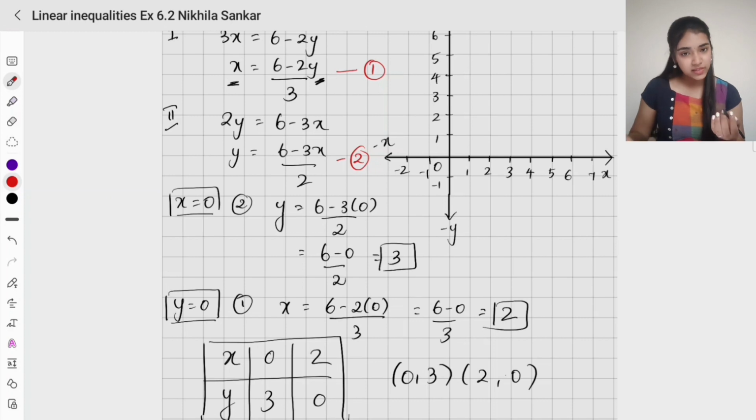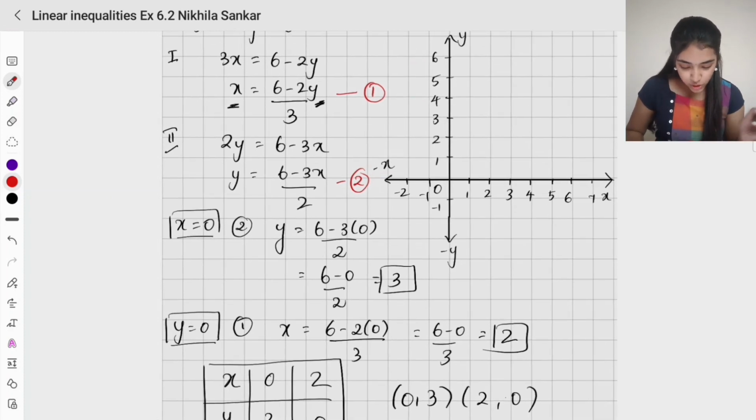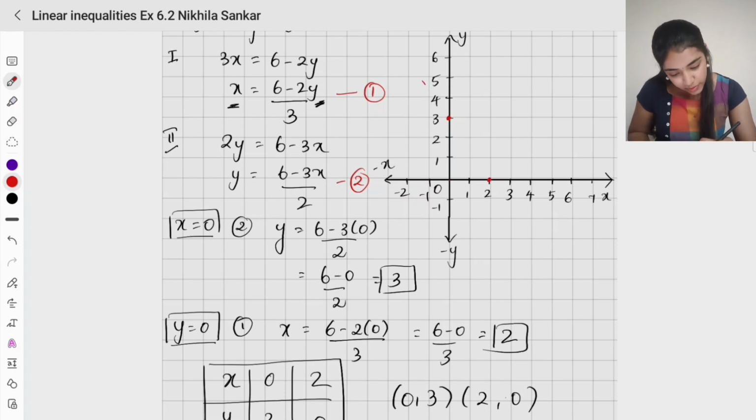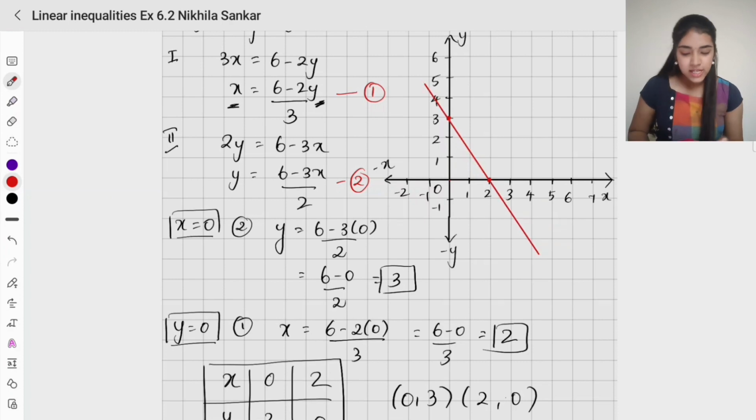ரெண்டு point வச்சு line வரைய முடியுமா? வரைய முடியும். Okay. So 0, 3. Where is 0, 3? This is 0, 3. So this is one point. And what is the other point? 2, 0. So it is going to be 2, 0. This is my other point. Now I'm going to draw the graph. So graph எப்படி இருக்க போகுது? It is going to look something like this. Okay. So this is my graph.